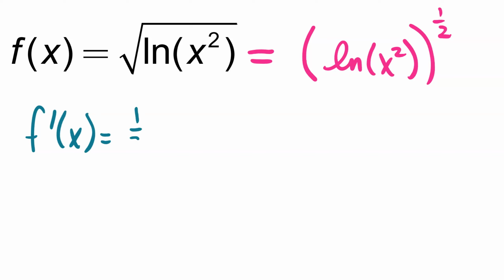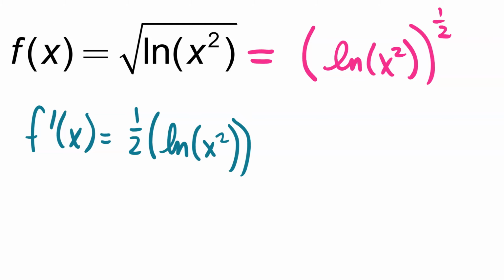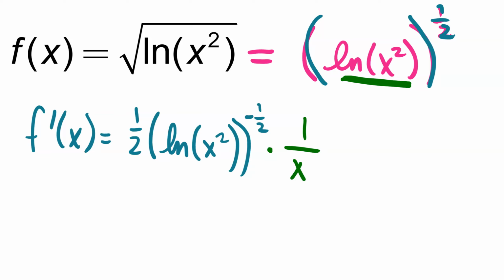Bring down the exponent. Leave the stuff that's inside. So what I'm doing is this first part out here, the 1/2 power first. Bring the 1/2 down, subtract 1, so I have it to the negative 1/2. Then I must deal with this inside portion. Derivative of ln of x squared is 1 over x squared, and then the derivative of x squared is 2x.